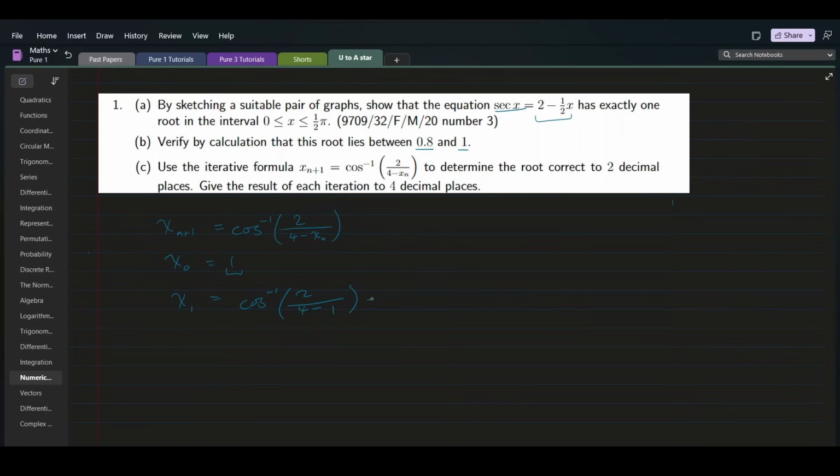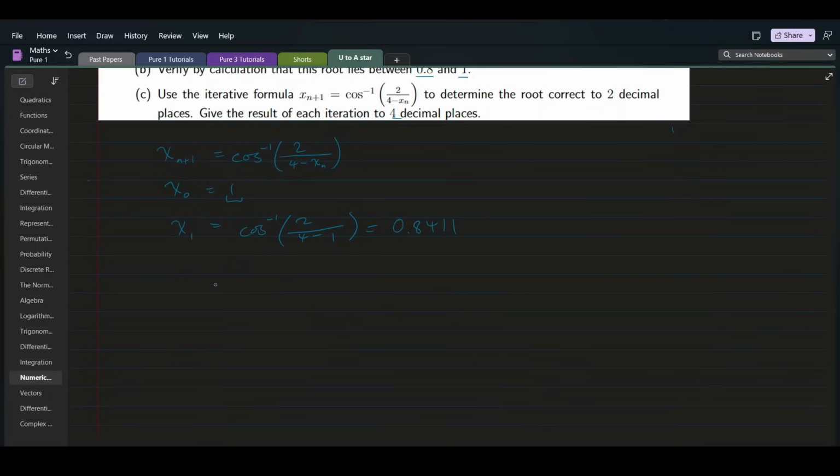4 minus 1. Let's punch this into our calculator. Arc cos of 2 over 4 minus 1, and this gives us 0.8411. They want the result of each iteration to 4 decimal places. Let's go on to x2, the second iteration.